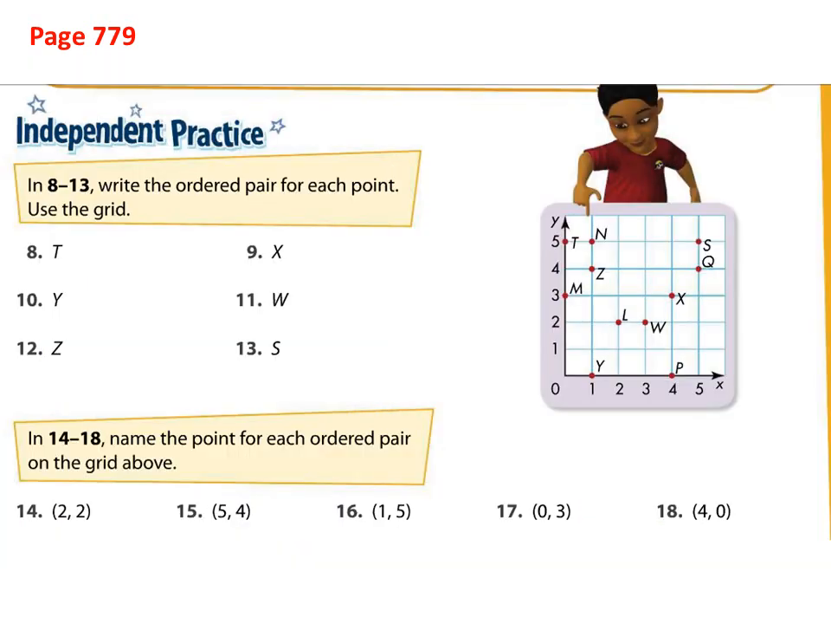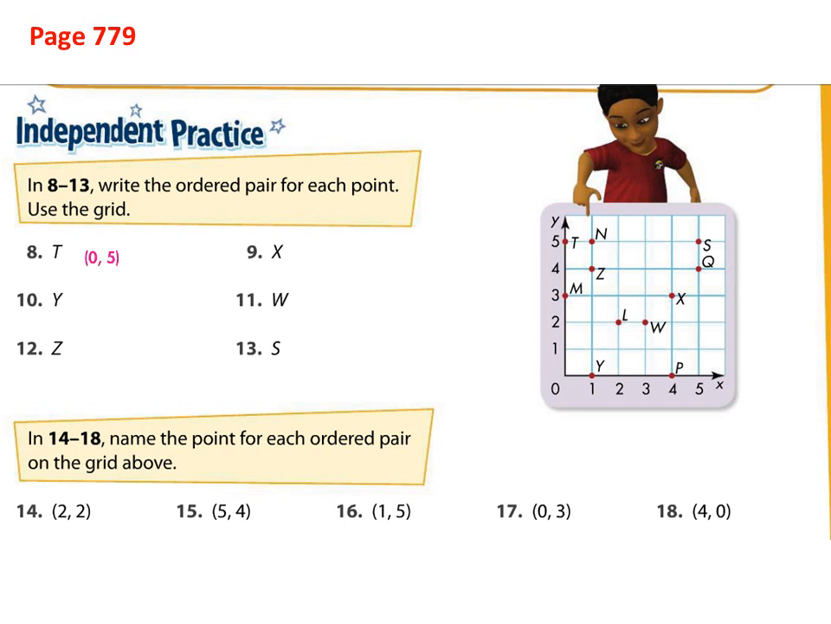Now, questions 8 to 13. Write the ordered pair for each point. Use the grid. Look at this grid. Use it to solve questions from 8 to 13. Stop the video. Do it yourself. Come back again if you have finished. Have you finished? Yes. So check your answer with me. T. Search for T. How to go to T? Run nothing, 0, and rise 5. So T is 0 and 5.